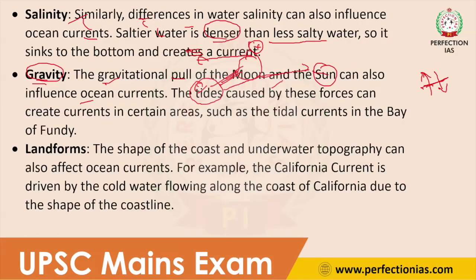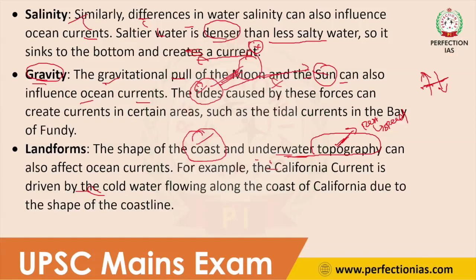Next thing is landform. The shape of the coast and the underwater topography can also affect ocean currents. Ocean currents usually follow the shape of the coast, and in some oceans there are many underwater topographies like seamounts and guyots. This underwater topography mainly restricts the speed of ocean currents. So the shape of the coastline as well as underwater topography affect ocean currents.